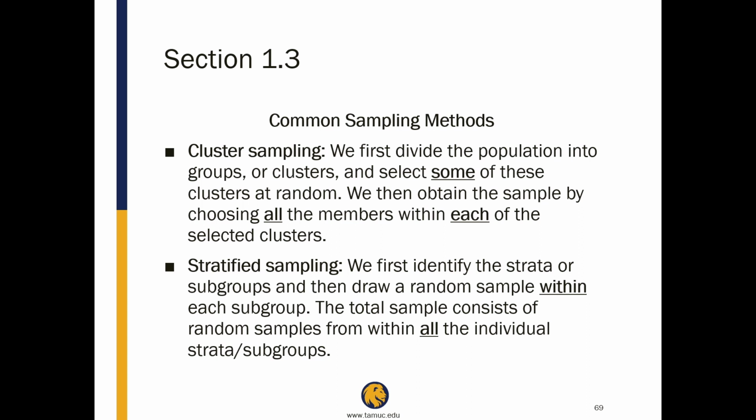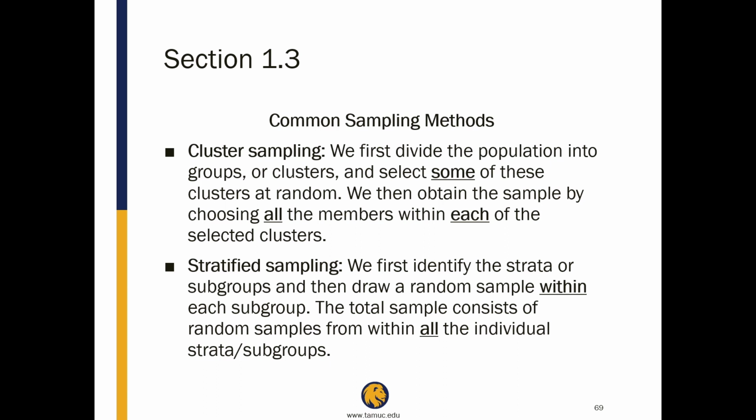In cluster sampling, we first divide the population into groups or clusters, and then we select some of the clusters at random. We then obtain a sample by choosing all of the members within each of the selected clusters. This is different than stratified sampling. In stratified sampling, we first identify the strata or subgroups and draw a random sample within each subgroup. The total sample consists of random samples from within all of the individual subgroups.